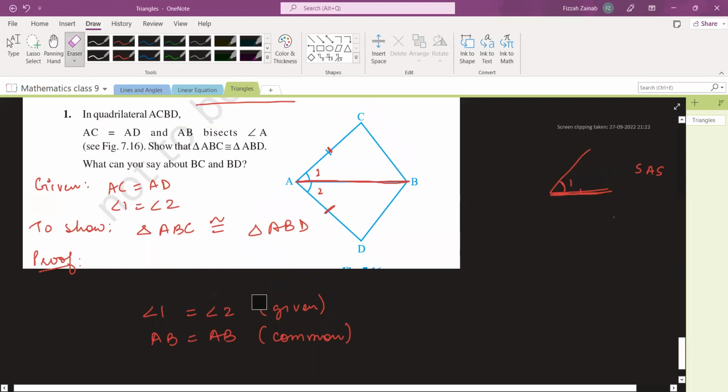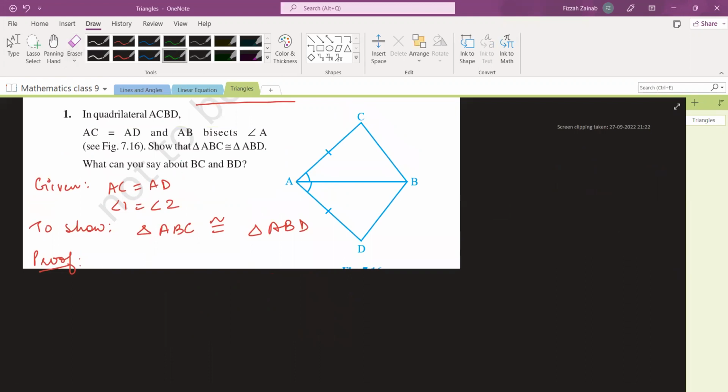Now, see again. Is this clear what is given in this question? So it is given that AC is equal to AD, right? And AB bisects angle A. So that means if I call it angle 1 and call it angle 2, so angle 1 is actually equal to angle 2. This is given. And we have to show them congruent. So whichever triangles you have to show congruent, you have to first of all take them. So in triangle ABC and triangle ABD, we write like this. Okay. Let us see what things are equal.